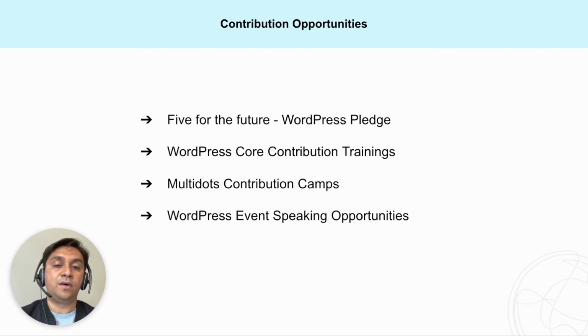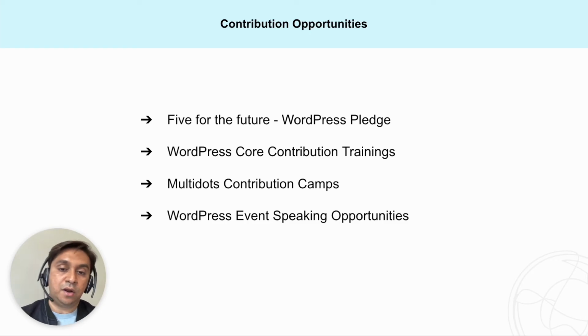Next, let us talk about contribution opportunities. So at Multidots, we really believe in giving back to the WordPress community, and as a mission to that, we participated in the Five for the Future program by WordPress itself. It is our commitment as an organization to provide a minimum 5% of our hours to the WordPress project to contribute from our dots. So you as one of the dots will get an opportunity to participate in this program.